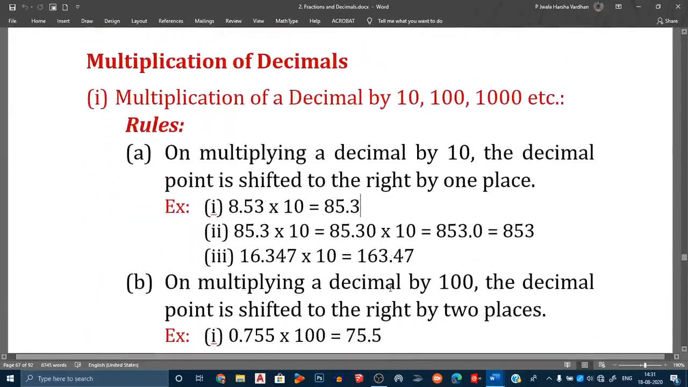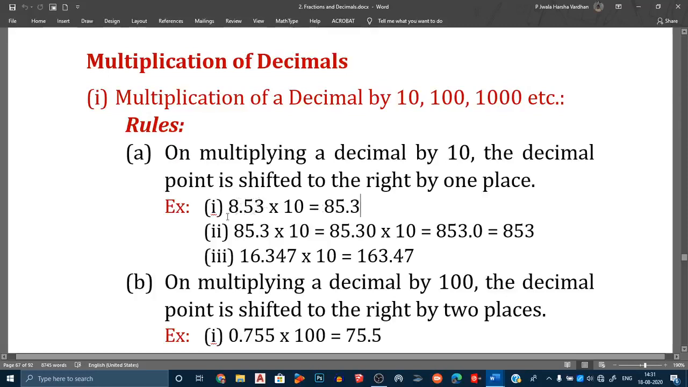So the first one is multiplication of a decimal by 10, 100 and 1000. See the first rule here for multiplying by 10, how to do this? On multiplying a decimal by 10, the decimal point is shifted to the right by one place. Simply you should shift the decimal point one place to the right of the actual place.